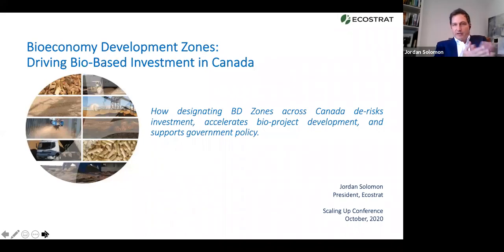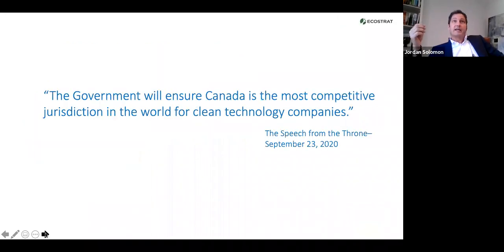So what we're going to talk about is how bioeconomy development zones, or BD zones as we call them, can drive investment into bio-based projects across the country, accelerate bio-based development, and support government policies. So look, let's just get right into it. Jake, if I could have the next slide.